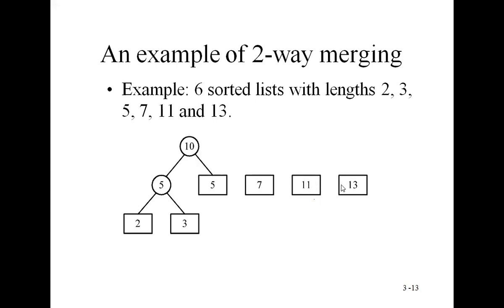Out of these four values, we need to consider the smaller values, that means the size of the file should be smaller. Check these 10, 7, 11, 13. 7 and 10 are smaller. So you can combine 7 and 10. You will get 17.